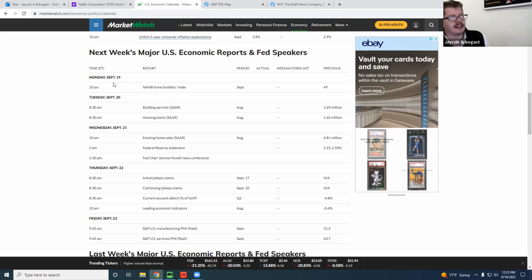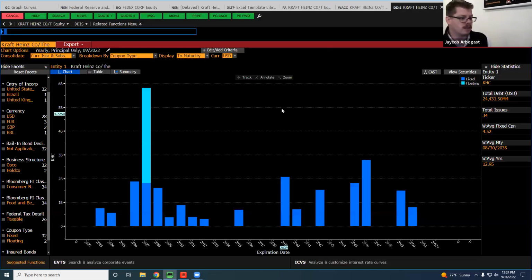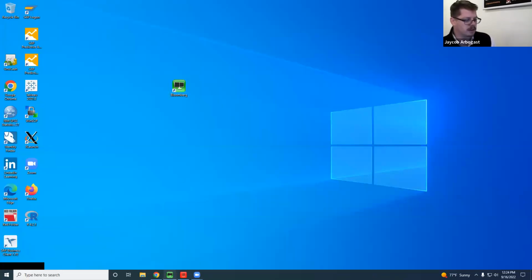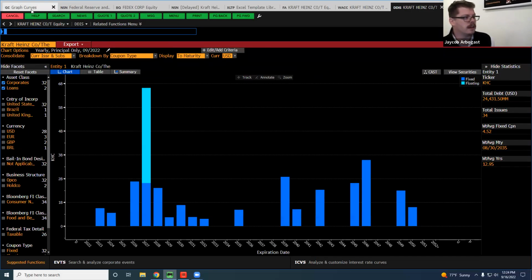For the MarketWatch website, I just Googled MarketWatch economic calendar and it was the first link. Bloomberg is only available in this computer lab. So this is the Bloomberg lab. To access this software, you have to be on these computers. But you just come in here, double click, and you can log on and access a lot of this.